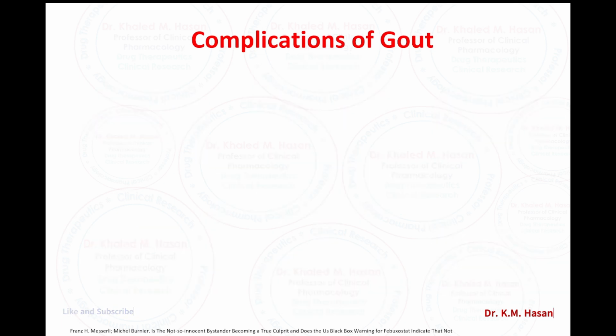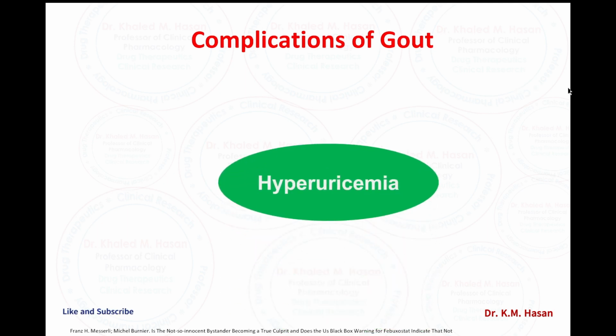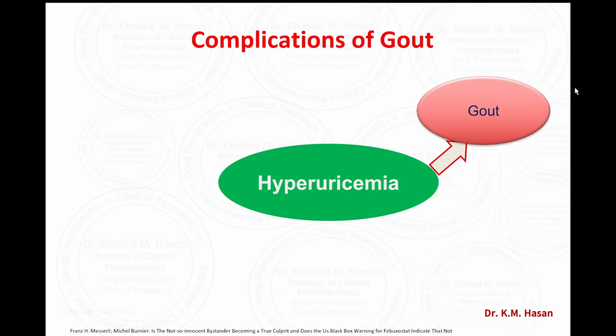Okay, next slide, we are speaking about the complications of gout. What happens if you leave gout without treatment? The patient may suffer from complications of gout. For example, patients who suffer from hyperuricemia, if left untreated, may suffer from gout. So hyperuricemia leads to gout.